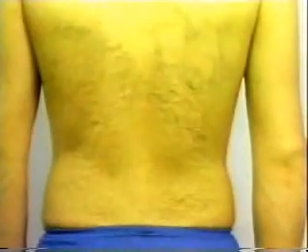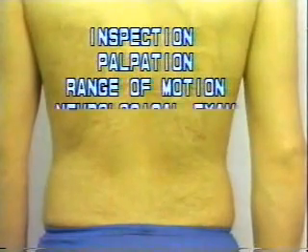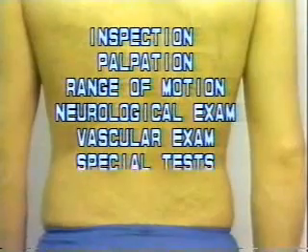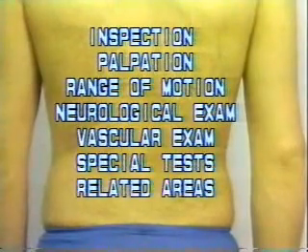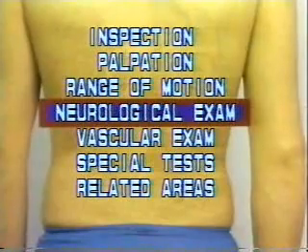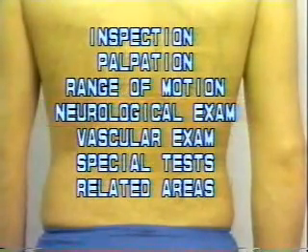In the examination of the lumbar spine, the examiner must again follow an organized system: inspection, palpation, range of motion, neurological examination, vascular examination, special tests, and related areas. A complete neurological examination of the lower extremities will be dealt with later during this demonstration.